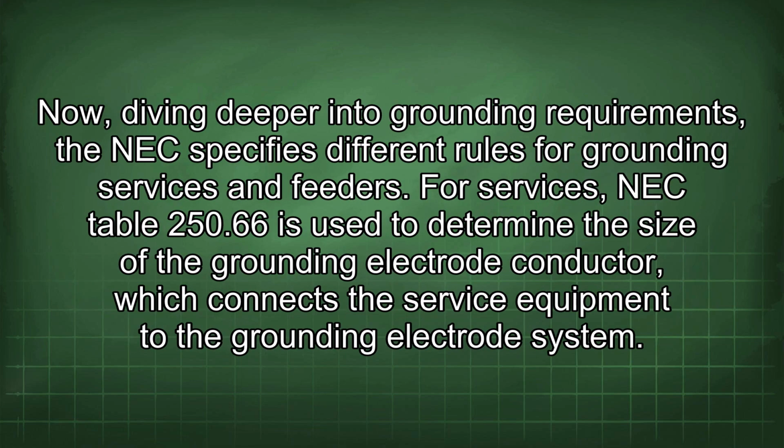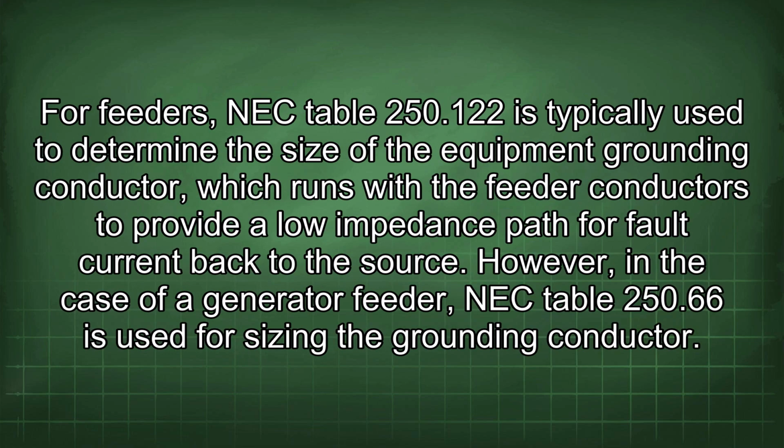Now, diving deeper into grounding requirements, the NEC specifies different rules for grounding services and feeders. For services, NEC Table 250.66 is used to determine the size of the grounding electrode conductor, which connects the service equipment to the grounding electrode system. For feeders, NEC Table 250.122 is typically used to determine the size of the equipment grounding conductor, which runs with the feeder conductors to provide a low impedance path for fault current back to the source. However, in the case of a generator feeder, NEC Table 250.66 is used for sizing the grounding conductor.